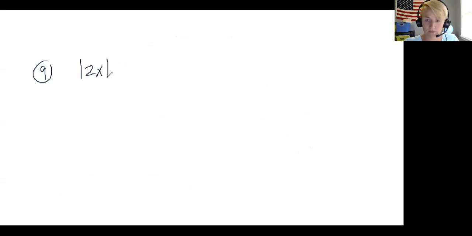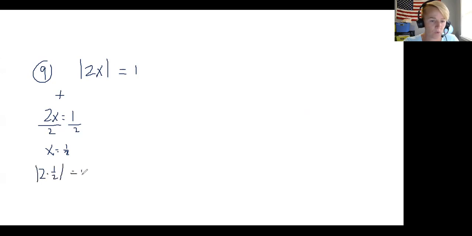2x with absolute value around it equals 1. So I'm going to make my positive side first. So I'm just going to pull out the positive number, 2x equals 1. I've got to get x by itself, so I'm going to divide by 2. So that means x equals 1/2. I can go ahead and check it. Oh, sorry, that's an ugly 1/2. I can go ahead and check it by just saying 2 times 1/2, absolute value, equals 1. And 2 times 1/2 is 1. Absolute value equals 1. So 1 equals 1. So they check. Good. So I know that one of my answers is x equals 1/2.